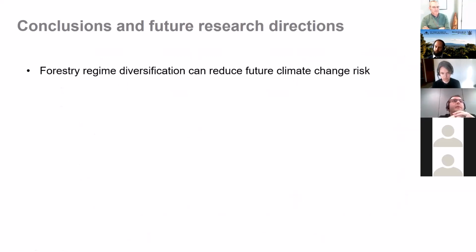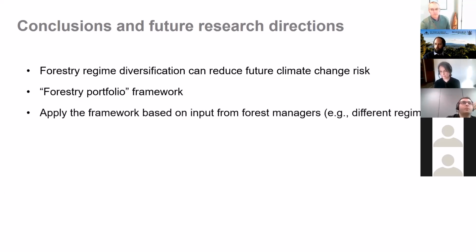This is rather obvious, but we find that forest regime diversification can reduce future climate change risk. But really, what we are doing here is showing you a framework, a forestry portfolio framework. The results themselves are not that important or relevant. They would be more relevant if we applied this framework based on input from forest managers, based on perhaps different regimes and their data. Then this framework could become a decision-making tool for the future.